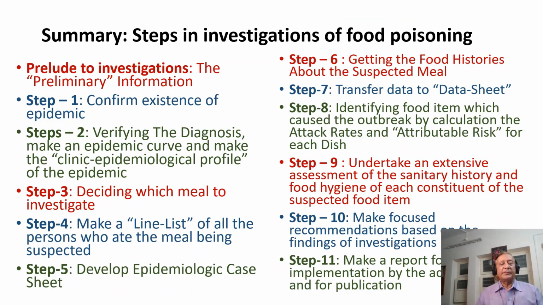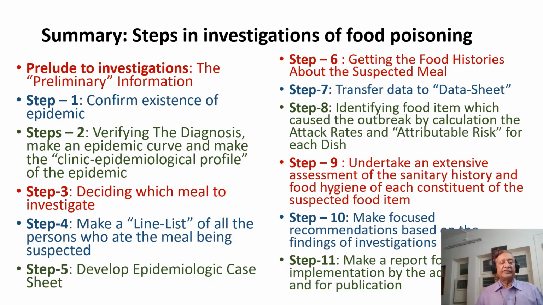And to summarize the steps in investigation of food poisoning which we discussed. Of course, the prelude to any investigation is the preliminary information. The first step is to confirm the existence of an epidemic. Second is to verify the diagnosis, make an epidemic curve, and make the clinical epidemiological profile of the epidemic as we showed you earlier during our discussions. The third step is to decide which meal to investigate. Fourth step is to make a line list of all the persons who ate the suspected meal.